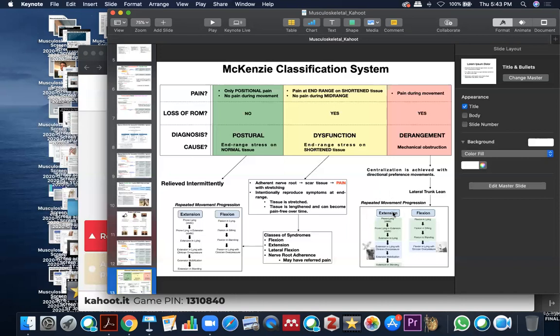I think the major difference here, other than that, is just the nature of the dysfunction. Dysfunction is where you have shortened tissue and only pain at the end range, because if it's short and you're stretching it, you're only going to feel pain once you elongate that tissue enough. Versus derangement, where you have pain pretty much throughout the duration of the movement: the end range, the low range, mid-range, throughout.